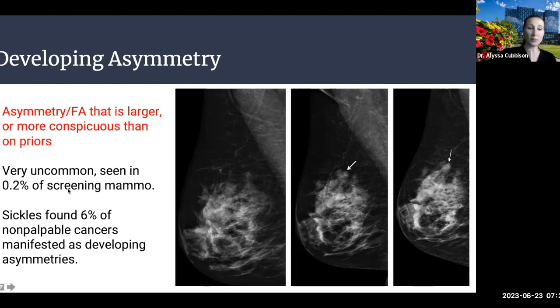So this is not super common. In one study, 0.2% of screening mammograms show this, but it is worth a callback nonetheless. A study by Sickles found 6% of non-palpable cancers did manifest as developing asymmetries. So the positive predictive value of developing asymmetries is certainly higher than what we see from asymmetry or focal asymmetry.